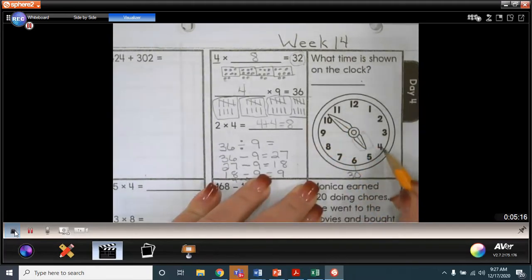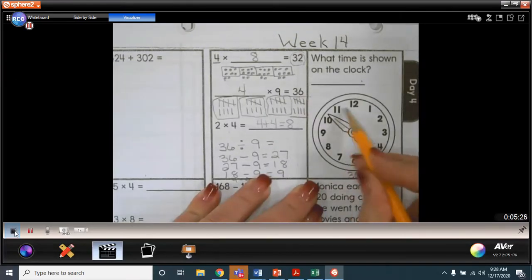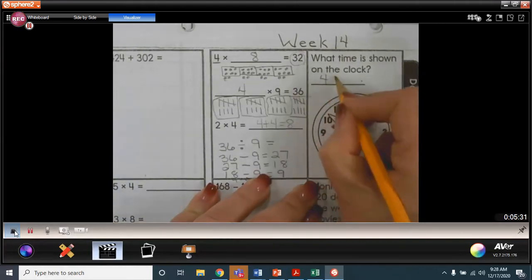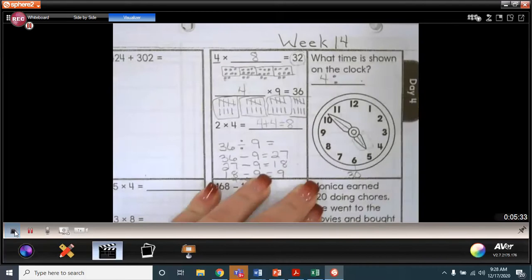But for right now, I'm going to look at my hour hand, and it's between the 4 and the 5. Now, some of you might think it's 5. It's not 5 yet. This minute hand is not to the 12. So, 4, and since my minute hand is past the 6, I know that it's past 30.